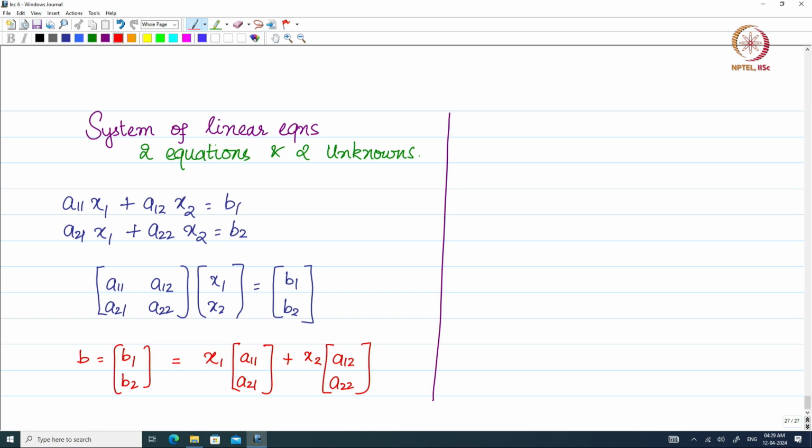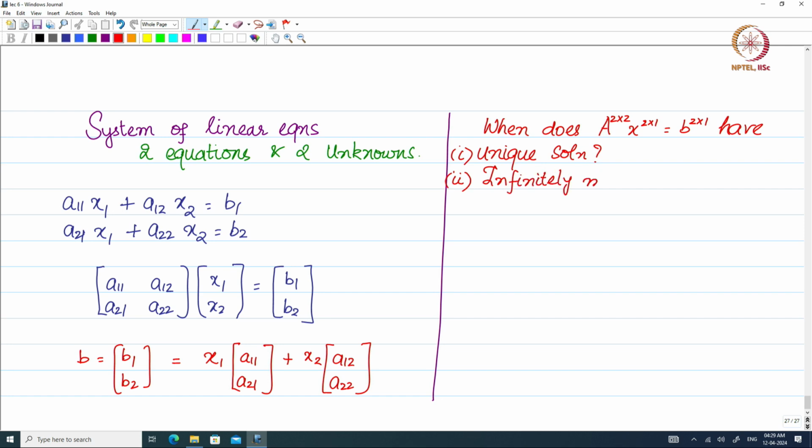So, the question is, even here we had serious issues. The question that we had is, when does A, a 2 by 2, times x, a 2 by 1, giving b, a 2 by 1, have a unique solution, infinitely many solutions, or no solutions?